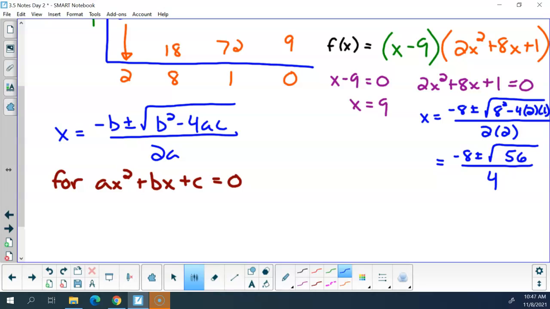Okay, so my question to you: can you simplify the square root of 56? Are there any perfect square factors that go into 56? 4 goes in there. 4 is a perfect square factor. So this would be -8 plus or minus 2 times the square root of 14 all over 4.